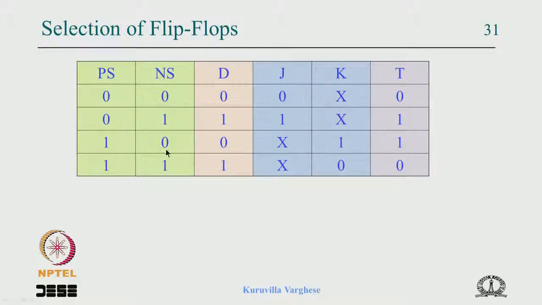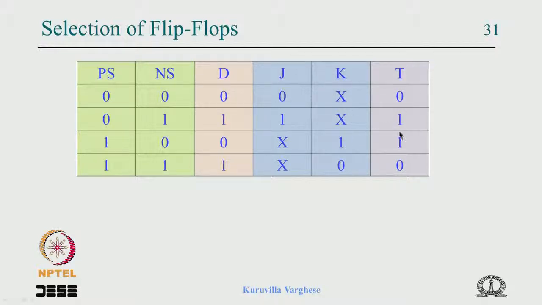Similarly for 1 to 0, K has to be 1, it's a reset operation. And J is don't care: if J is 0, it is a reset, and if J is 1, it's a toggle, because 1 to 0 is a toggle. For 1 to 1, it should not be reset, so K has to be 0 and J is don't care. If J is 0, no setting; if J is 1, then it is a setting operation, which doesn't matter. So that is the transition table for the JK.